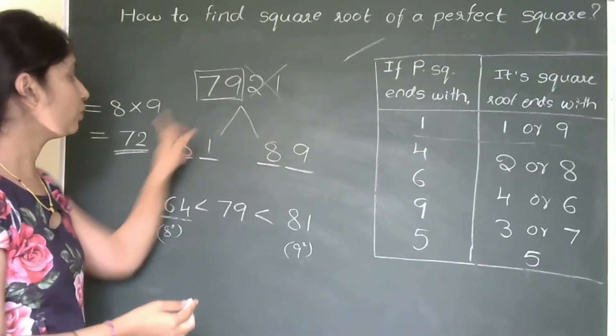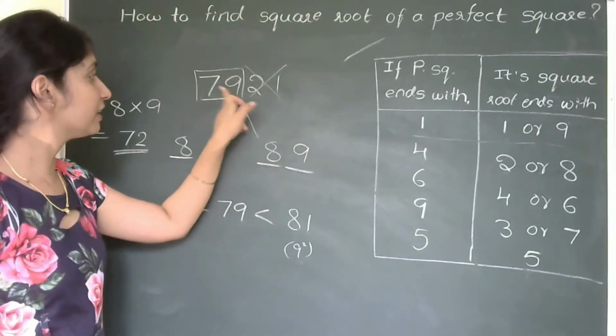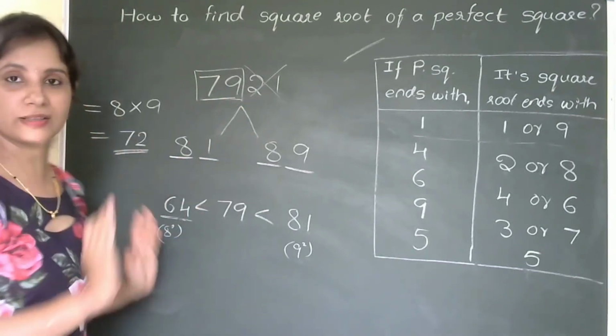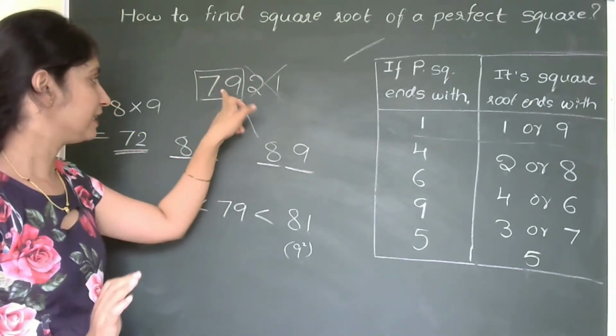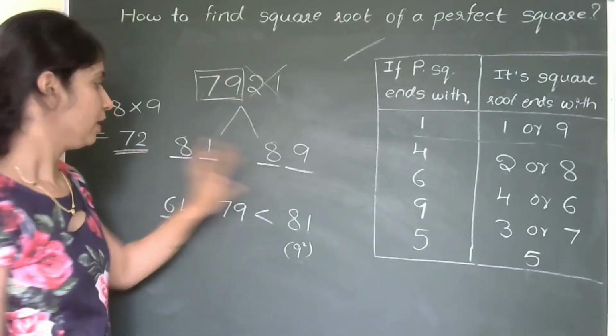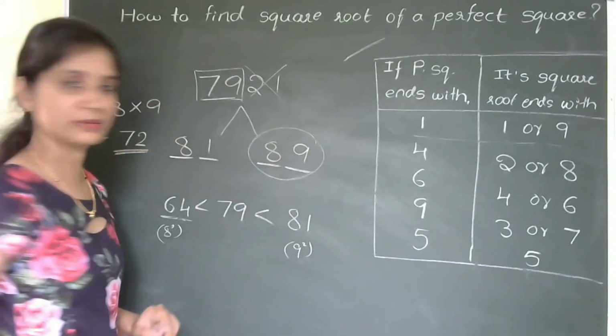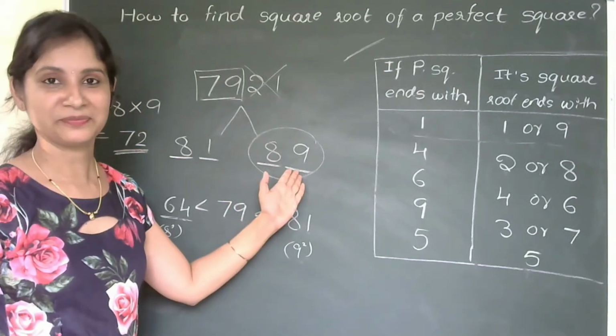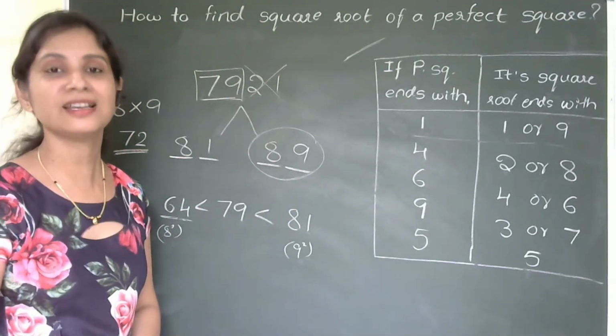Please compare this with the set what you have considered now. 72 you are comparing with 79. The given group is bigger than the product what you have got. 79 is bigger than 72. Please select the bigger number. Only this much. This is your answer. 89 is the answer.